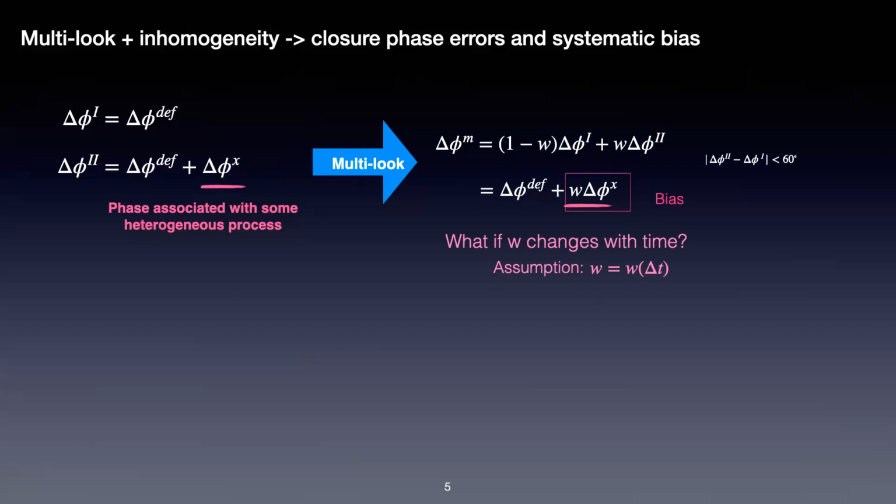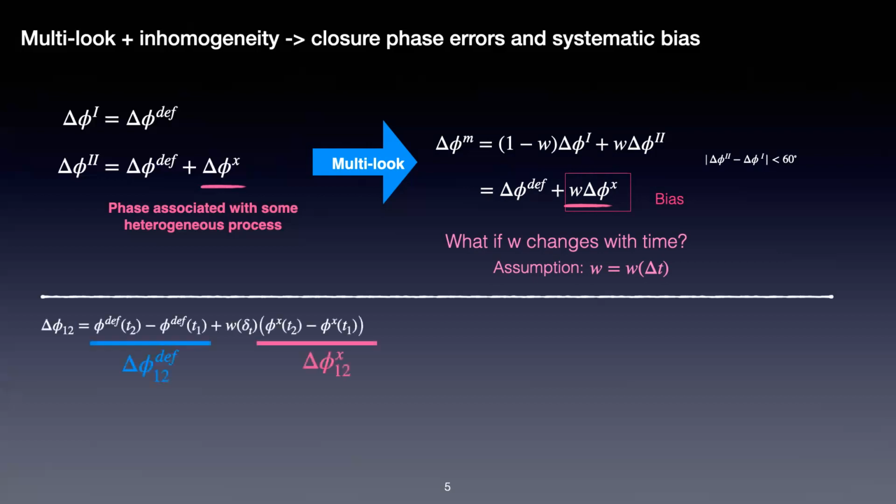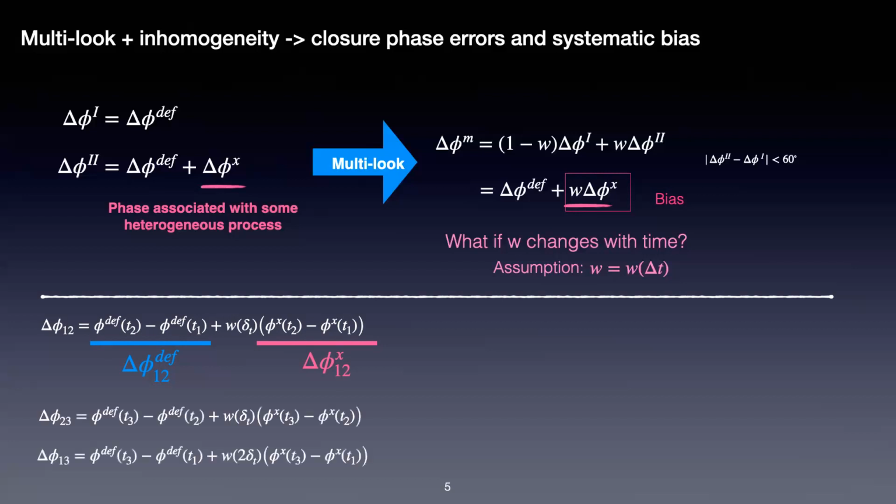With this assumption, we can also form closure phases. Let's decompose a phase into two parts, first deformation and then process X with a weight of W(ΔT). ΔT is the time span between acquisition 1 and 2. Similarly, we can decompose Δφ 2-3 and Δφ 1-3. The resulting closure phase is not zero because W(ΔT) and W2(ΔT) are not necessarily the same.